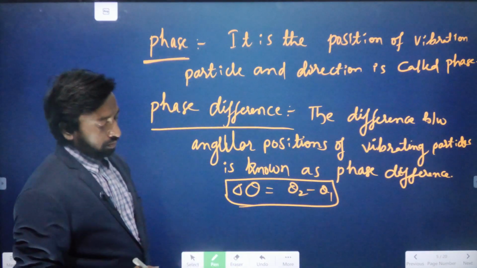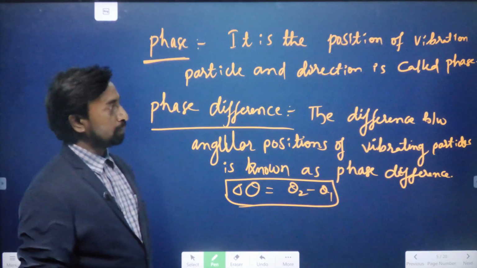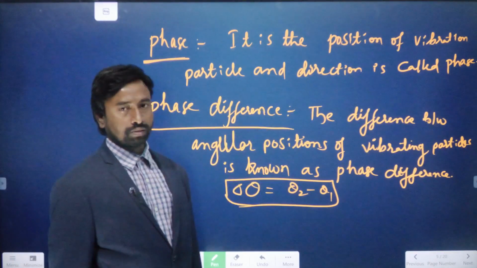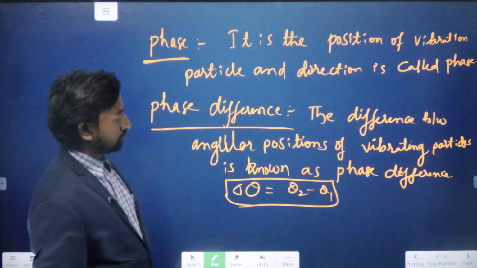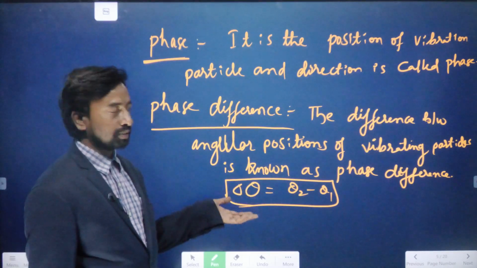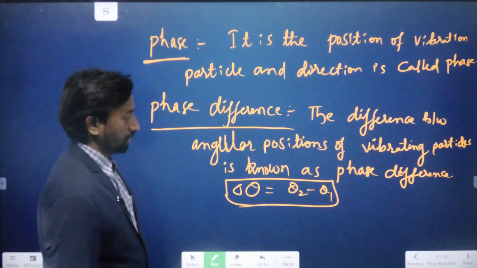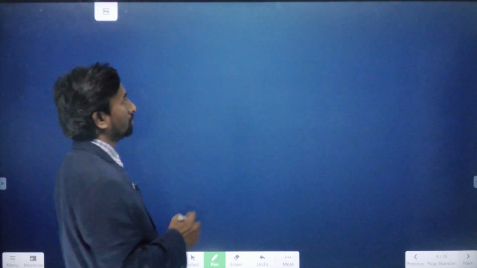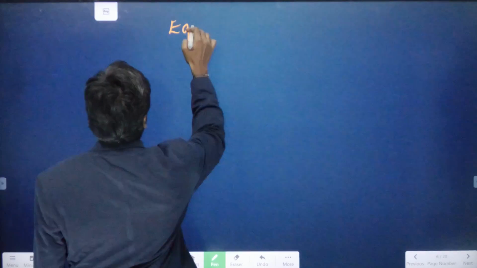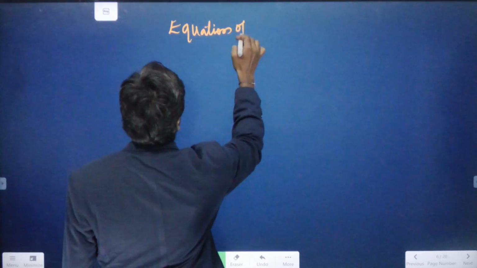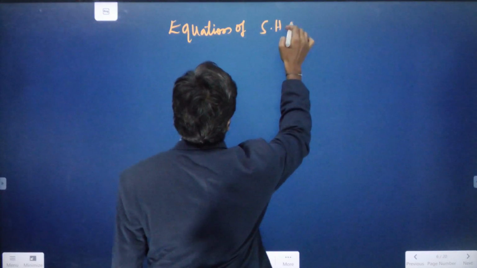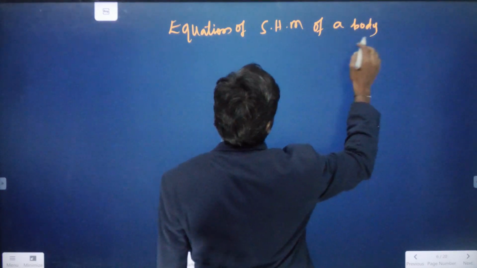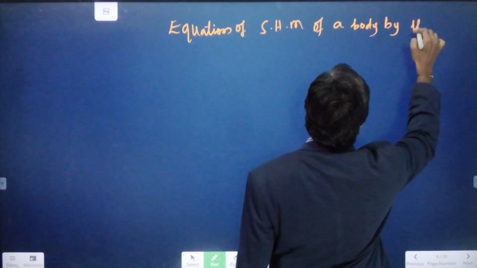Next we are going to see the equations of simple harmonic motion. Whenever there is vibratory or oscillatory motion of an object, we need to understand that motion by writing a mathematical expression. Now we are going to see the equation of simple harmonic motion of a body by using the reference circle.